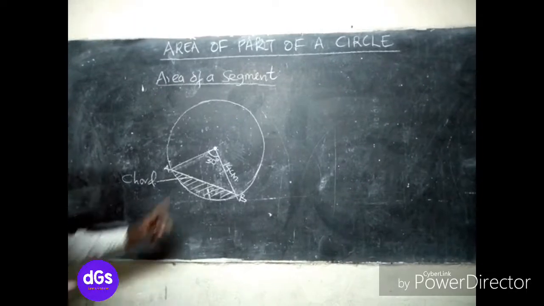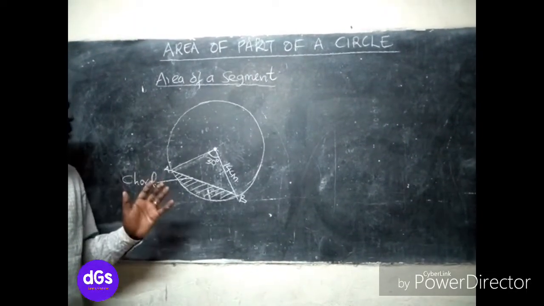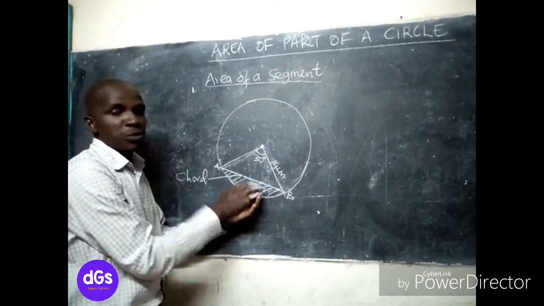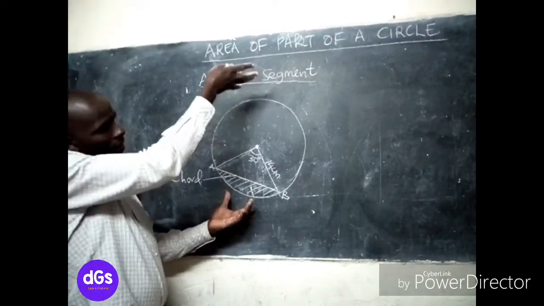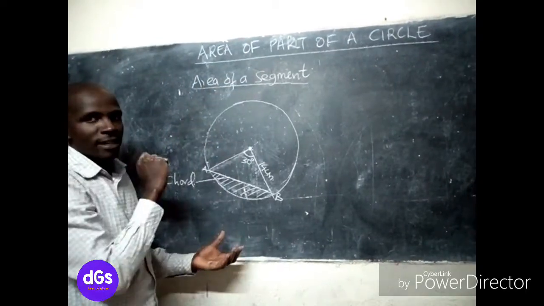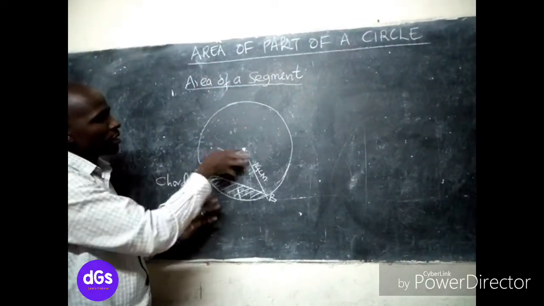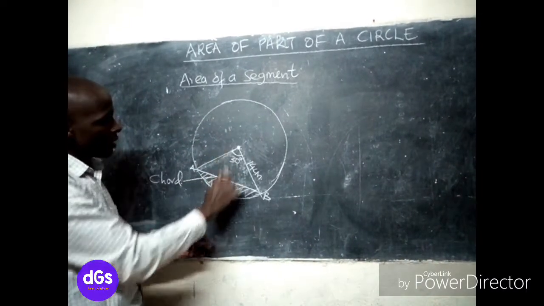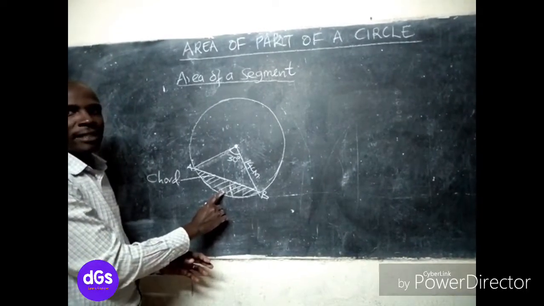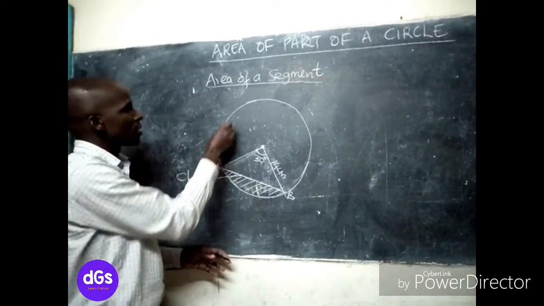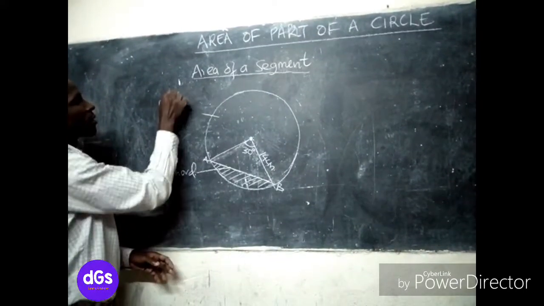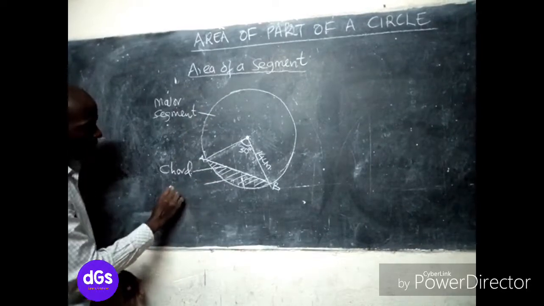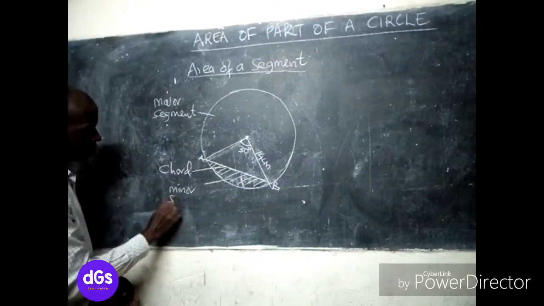Now any chord of a circle divides the circle into 2 parts. Like now we can have this lower part which is shaded, and then there is the upper part which is not shaded. So the upper part is the bigger part, we call it the major segment, and the lower part we call it the minor segment. So you can say this is our major segment, and this is our minor segment.